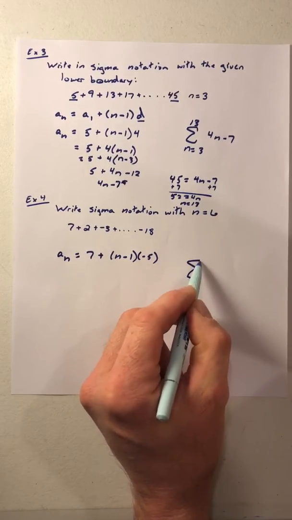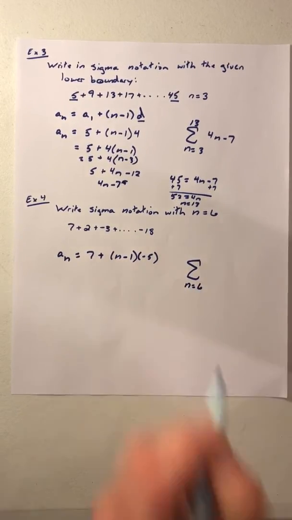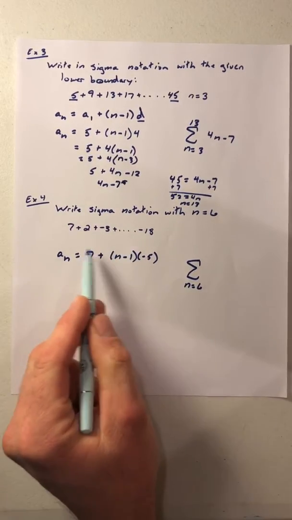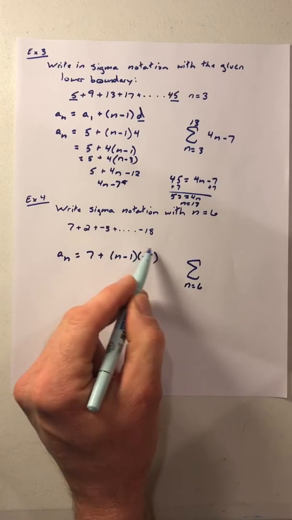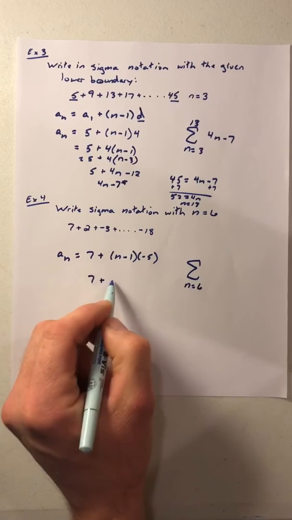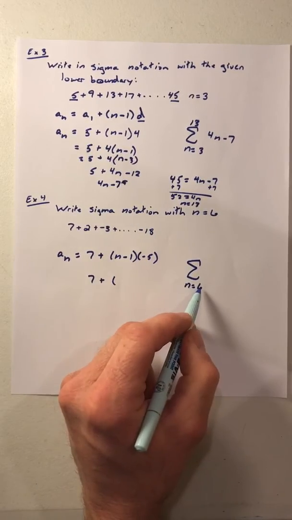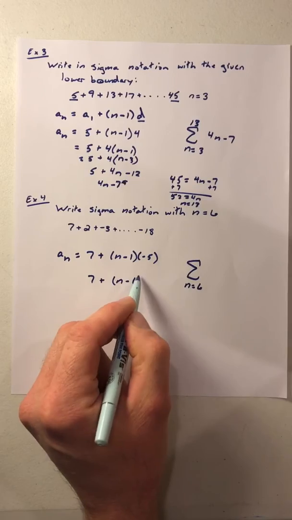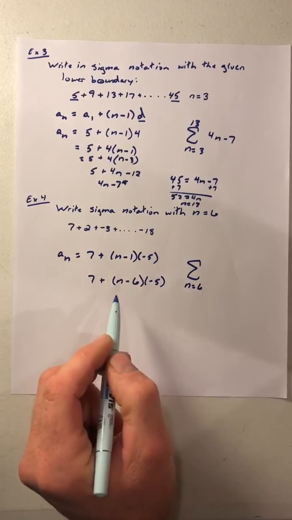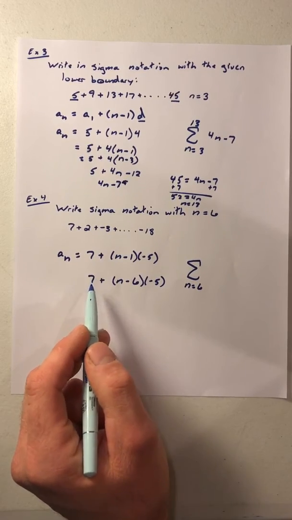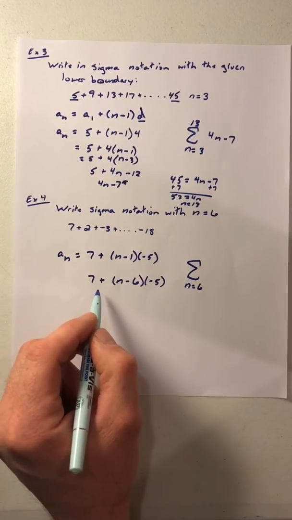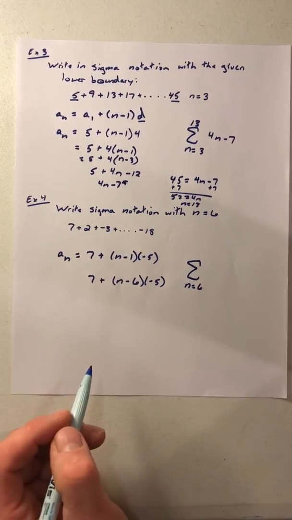As I set up my sigma, I know that my bottom or my lower bound is 6. And if I plug in 6 here, I've got to be able to get 7 out. So again, I've got to zero this part of my equation out. Well, how is that going to happen? Well, if I take n, which would be 6, and I subtract 6 from it, and multiply it by a negative 5, that'll zero that out from my first term, and I'll end up with 7. So I end up with n equals 6 as being my first term.